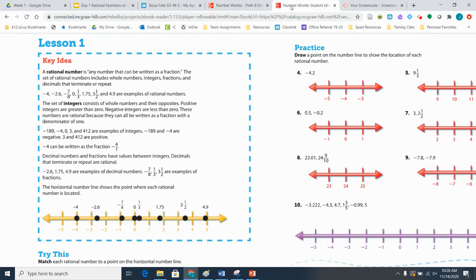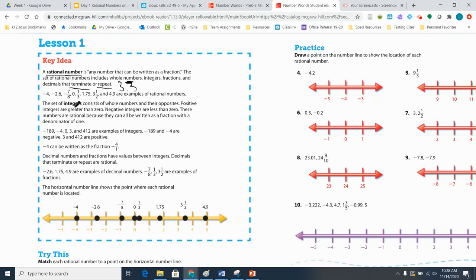They look like what I have on my screen right now. So your key idea is rational numbers, which are any numbers that can be written as a fraction. The set of rational numbers includes whole numbers, integers, fractions, and decimals that terminate, which means stop, or repeat. So remember, we saw some repeating decimals. 3.333333 would be a repeating decimal. Usually we just put a line over it instead of writing all of those 3s.